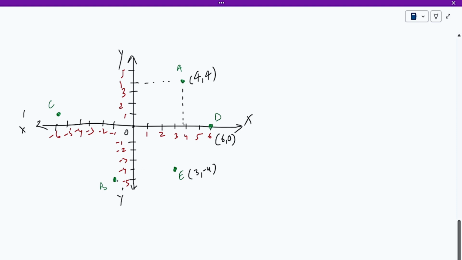And for B, this is minus 1 on x direction and minus 5 on y direction, means minus 1 comma minus 5 is the coordinate of this. Likewise, for C, in x direction minus 5, minus 6, and y direction 1. So this way we can write the coordinate of any point. Okay, so now the coordinate of a point is clear.